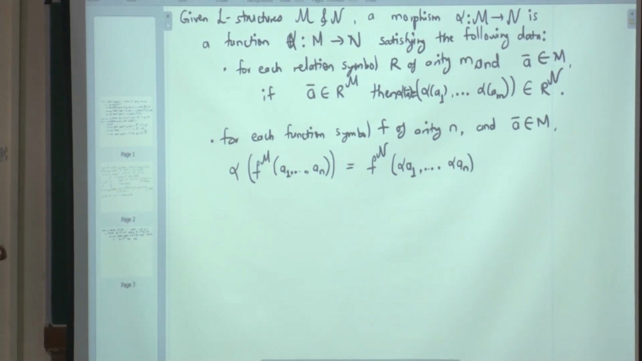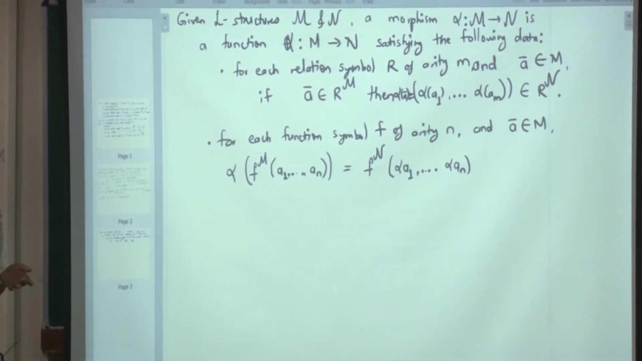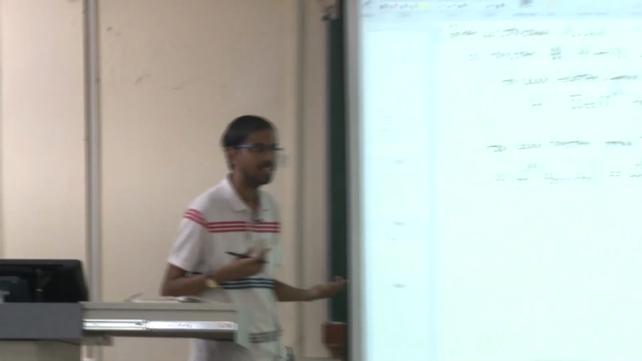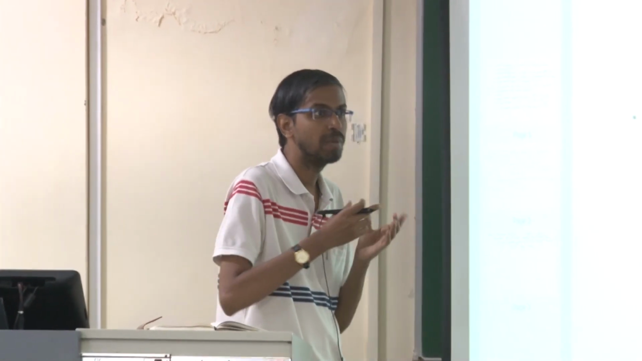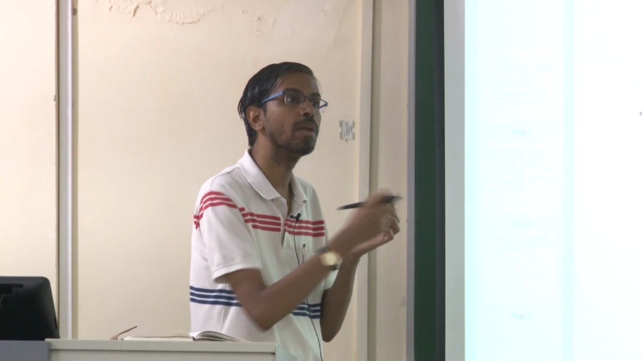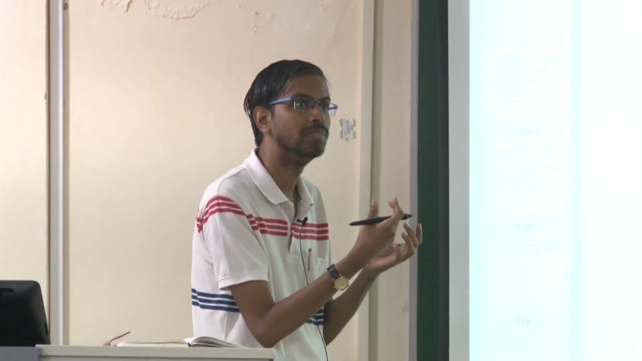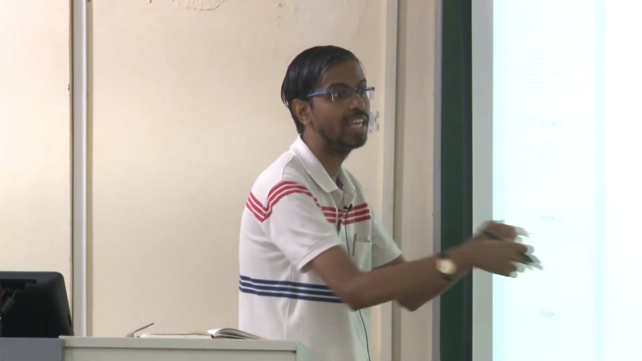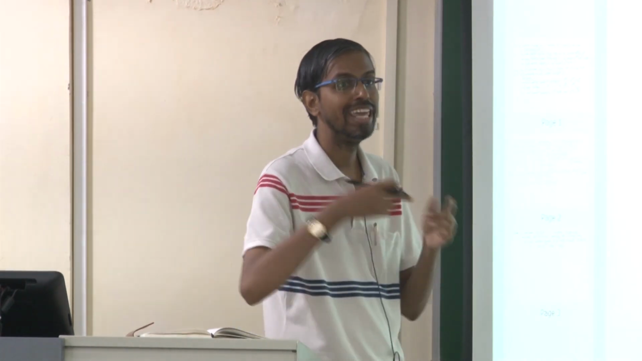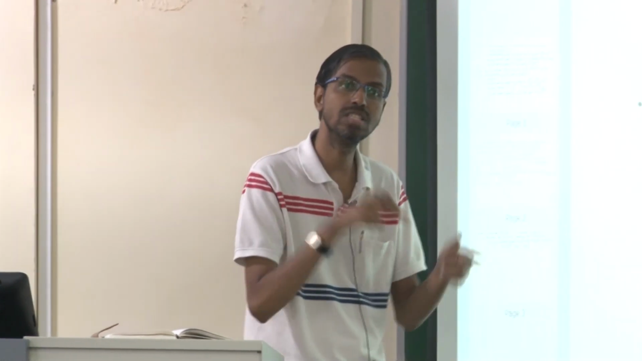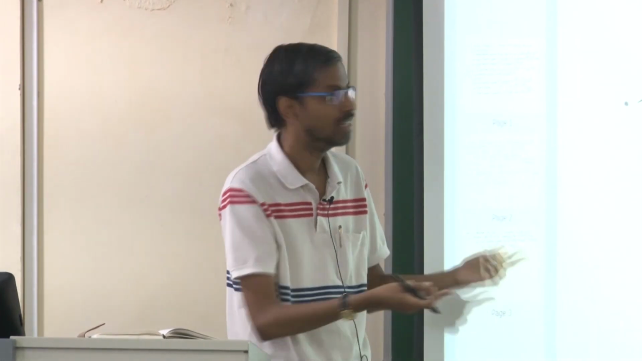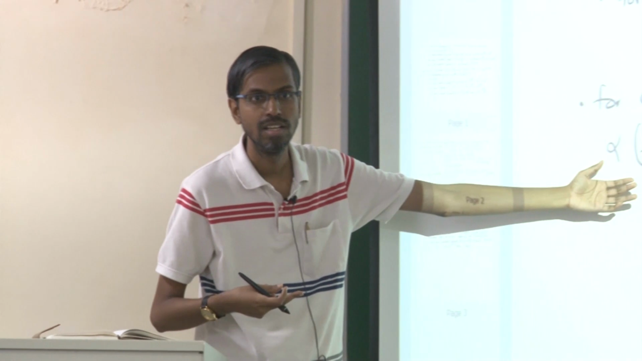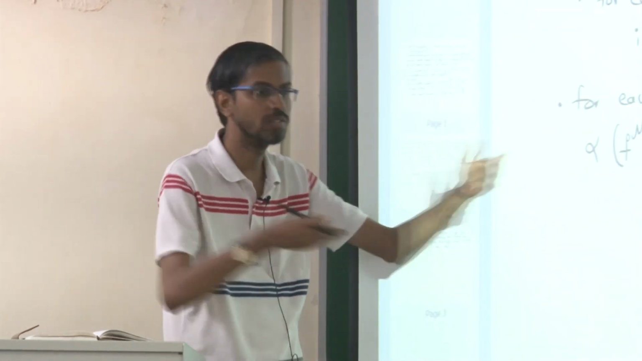So this should happen. Now if you think about vector space addition, and you talk about a linear map, what does a linear map do? Well, it takes addition and it maps it to addition of the images. The image of a sum is the sum of images. That's what we are writing here. It's just a more fancy way because we are talking about arbitrary n-ary function symbols.